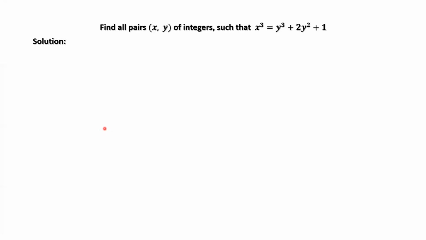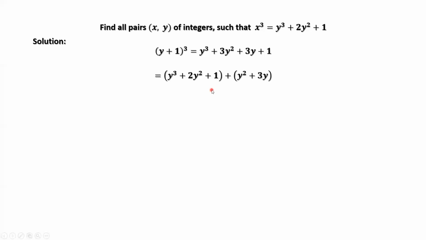Let's first consider (y plus 1) to the power of 3. Using the binomial formula, we have this result. When we write the right-hand side in terms of x to the power of 3, this means we split the right-hand side into two parts. The first part is x to the power of 3. This is the second part.